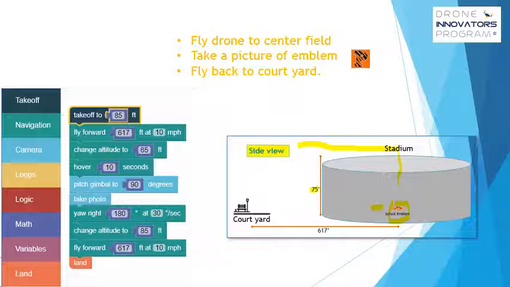Then we're going to change our altitude and go back to 85 feet, which takes us to the top of the stadium here with plenty of clearance. Then we are going to fly forward 617 feet. And the last step is to land. That's the whole program. It looks like a lot of steps when you actually program it, but what it helps us do is make sure we have all of our measurements accurate so that we are not making any mistakes. It's part of the neutralize phase.